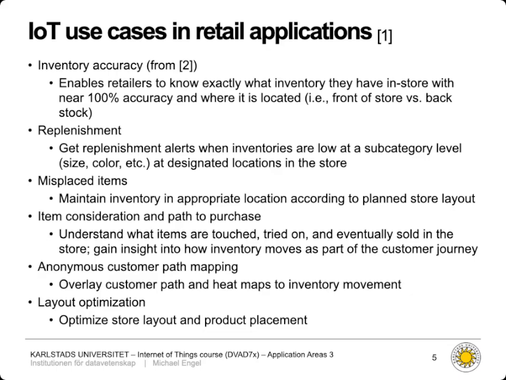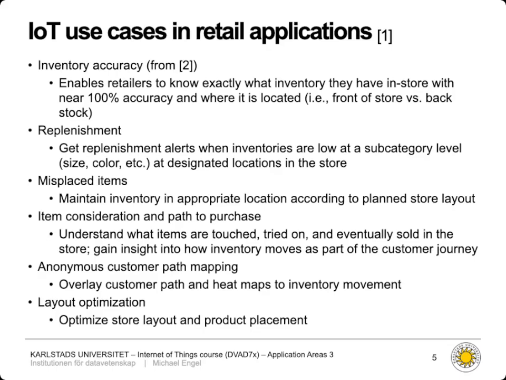Then, of course, we are not only into tools that help a store owner or a store operator run the business, but we might also want to improve our business as a shop owner. So, in addition to all these logistical parts, we also want to understand which articles the customer might be interested in, maybe not right away, but maybe in the future. So, IoT can also help with what we call item consideration and the path to purchase.